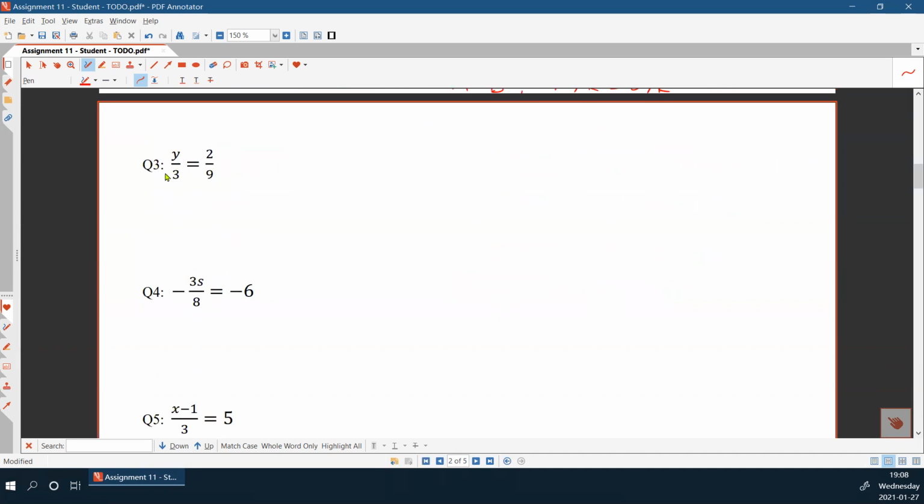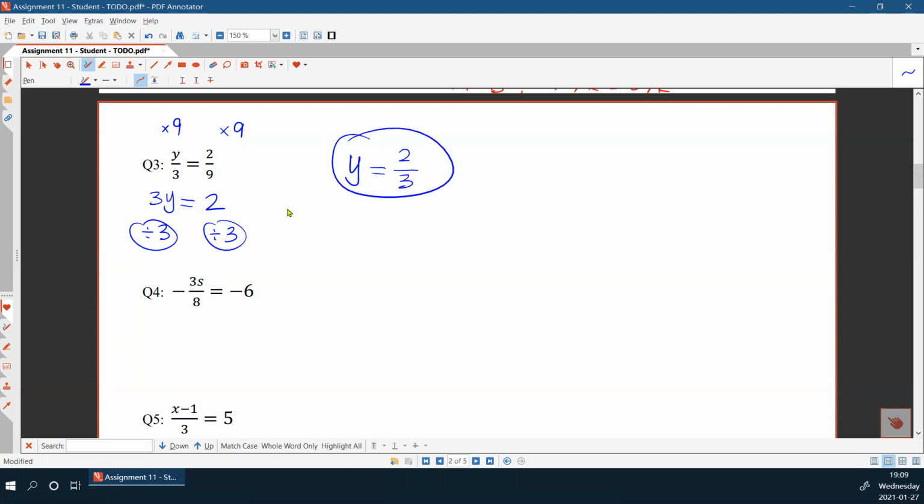Next one, y over 3 equals 2 over 9. Okay, first of all, for both sides of the equation, we can times 9, right? Times 9 to both sides of the equation. That gives us 3y equals 2, right? And then divide by 3 on both sides of the equation, which gives us y equals 2 over 3, right? Okay, so this is a common technique to solve a linear equation like this.